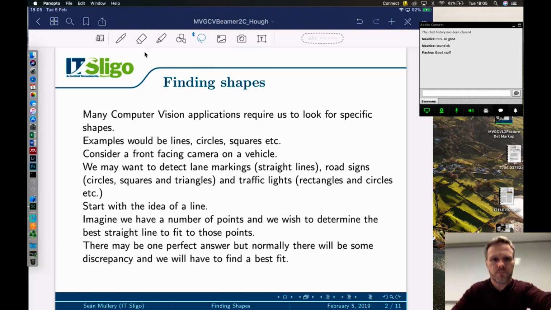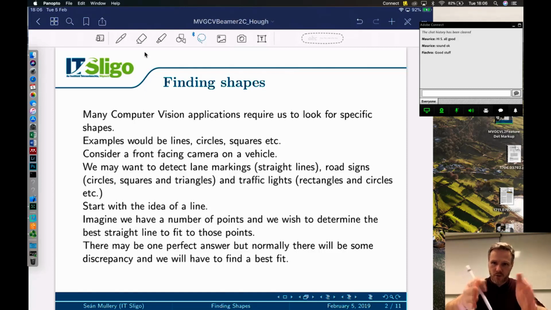So if you consider the front-facing camera on a vehicle, we may want to detect lane markings, which are straight lines. But again, they're straight lines and they're going to be in a particular orientation. So it won't be good enough to just find the lines. We want to find out the orientation that they're in and where they're going, if there's any curves in it and so on. We might be looking for road signs, and road signs come in different shapes and sizes, but generally they're these strict mathematical geometric shapes. So you're looking for circles, you're looking for squares and triangles and so on.